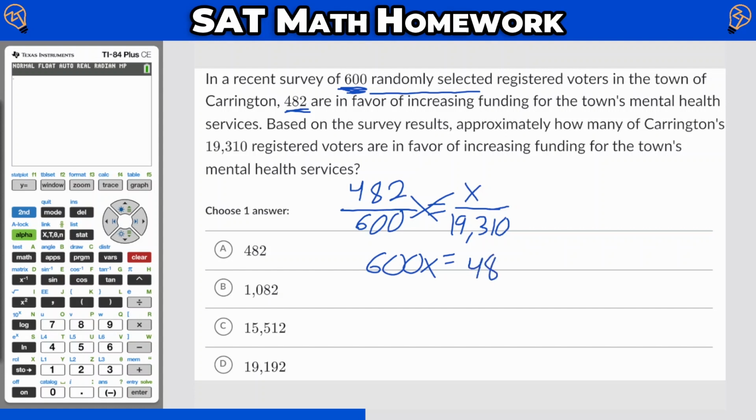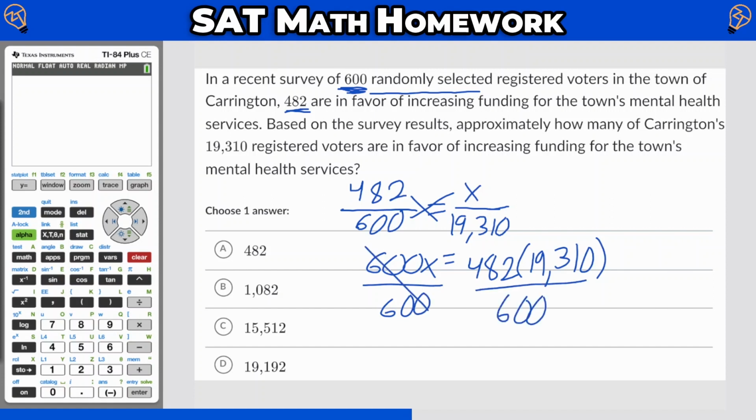I like to just kind of write things out as I go, but you could choose to just put it in your calculator right away, and then we'll divide by 600, and then we could type it all into our calculator. 482 times 19,310. I like to press enter just to avoid any potential order of operations error. I'll go ahead and do divide by 600. And notice we get the answer as C.